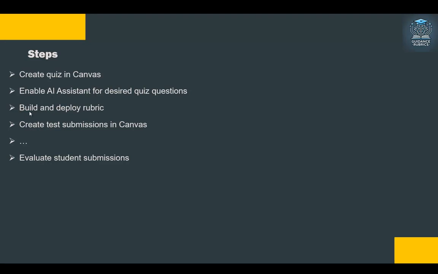Then we're going to build and deploy rubrics to grade those questions. Then we go back into Canvas and we're going to make some test submissions. Then we wait for a little bit for the processing to process those submissions against the rubrics. And then we can evaluate those submissions and decide to accept the grades or modify the grades. And then we'll actually go back and make some more submissions and reevaluate.